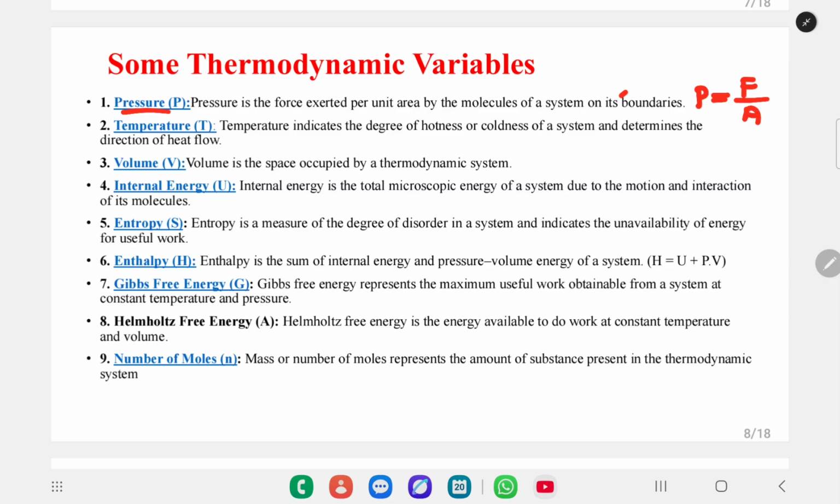Temperature. What is temperature? Temperature is nothing but the measure of hotness or coolness, how hot the system is or how cold the system is. So that is measured by using temperature.